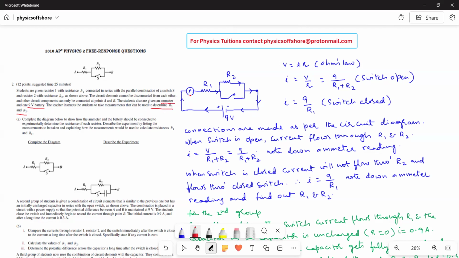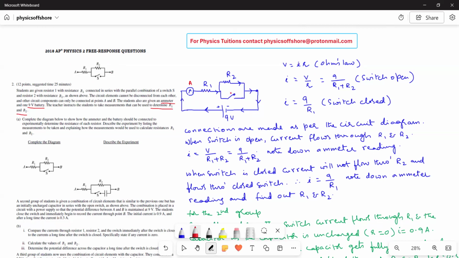To measure the current, we have to connect the ammeter in series, obviously. So this is the ammeter, and we are connecting the ammeter in series with R1 and R2. And then the battery is also connected in series. Both ammeter and battery, the DC supply, are connected to this given circuit in series. Now we know, according to Ohm's law, V is equal to IR. Therefore, I is equal to V by R.